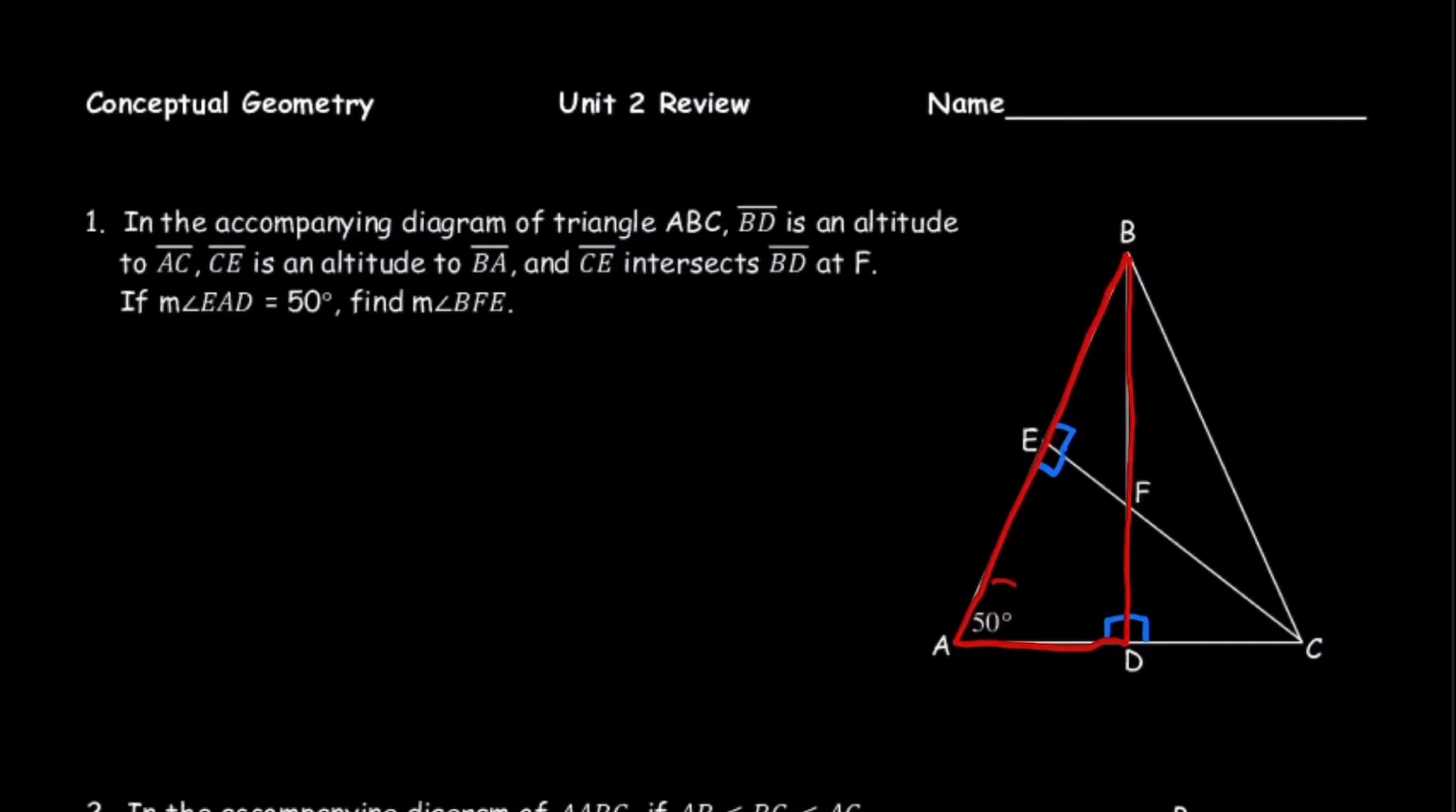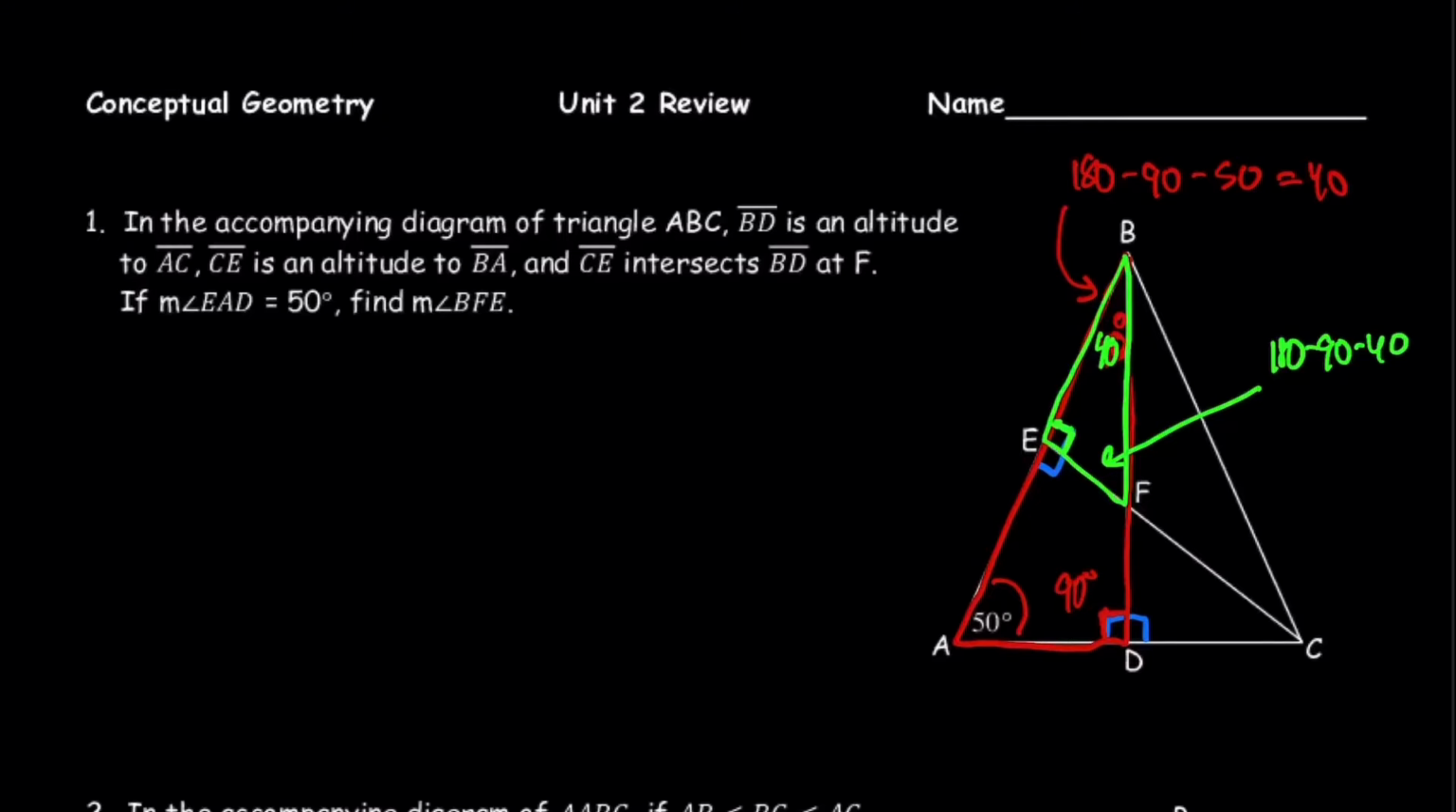I know two angles. This angle here is 50, and that angle right there is going to be 90 degrees. So if I want to find this angle at the top, I'm going to take 180 minus 90, which is 90, minus 50, which is 40. So this angle right here is 40. Now, let me draw your attention to this triangle. There's a 90-degree angle. This is 40. So to get my missing angle there, I'm going to take 180 minus 90 minus 40, and that's going to be 50 degrees. And that's the answer to that question.